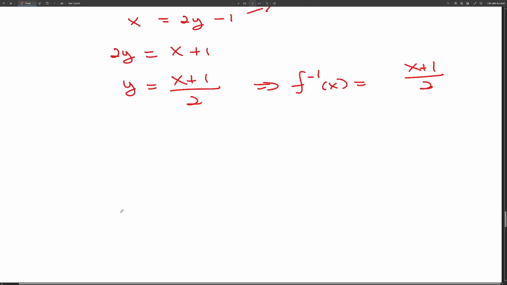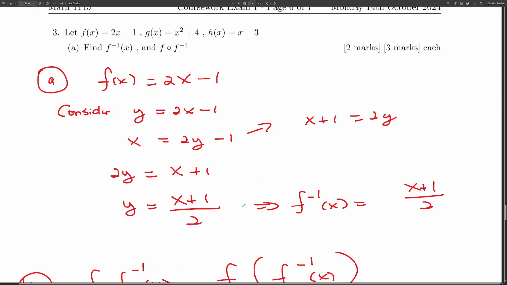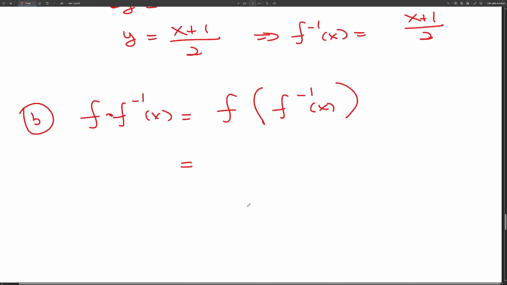Which means that f composed with f inverse of x is equal to f of f inverse of x. So this is another way that you could write this information. Okay, so what is f again? f is 2x minus 1. So it becomes f, that's 2x minus 1, of f inverse, which is what we just found, x plus 1 upon 2.